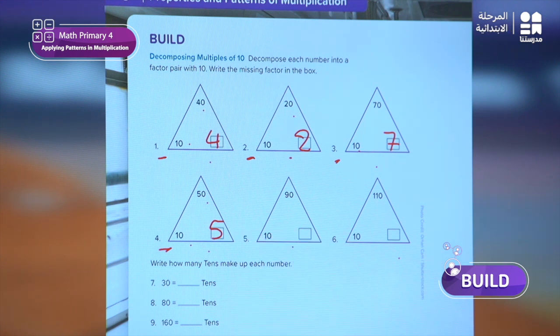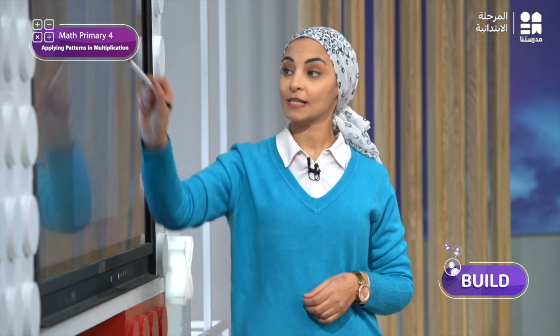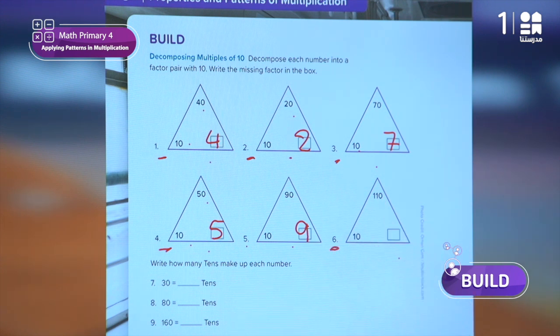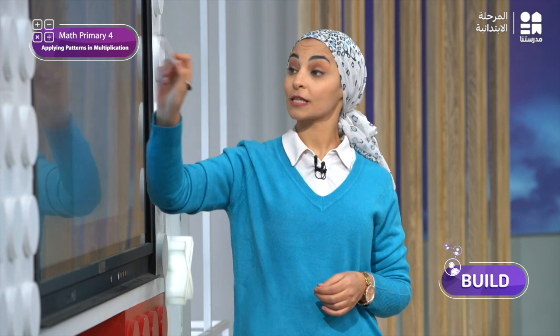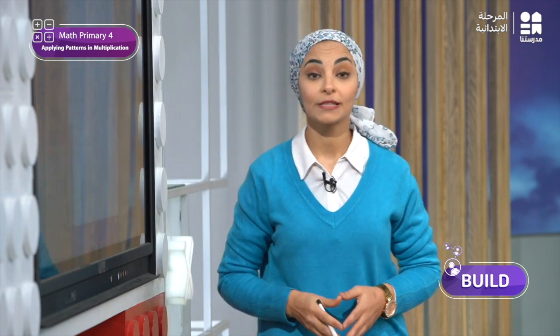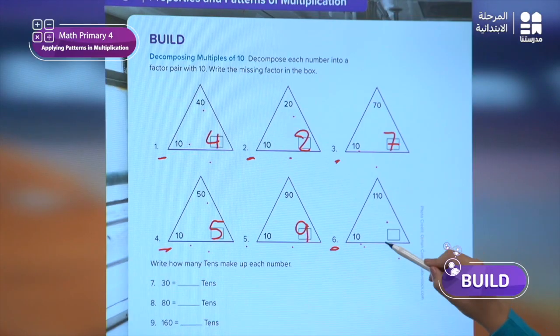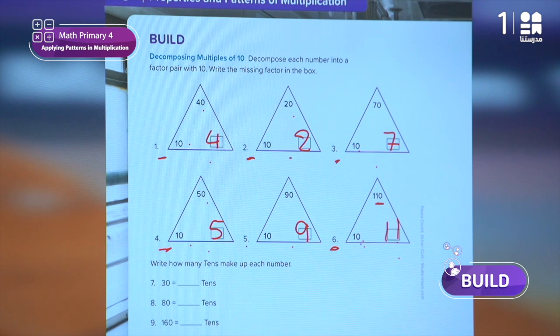And now, in problem number 5, 10 times what equals 90? Excellent. 10 times 9 is 90. And let's move to problem number 6, and this will be the last problem. Here, ask yourself, 10 times what equals 110? Yes, what is the missing number here? The missing number is 11. Why? Because 10 times 11 gives me 110.